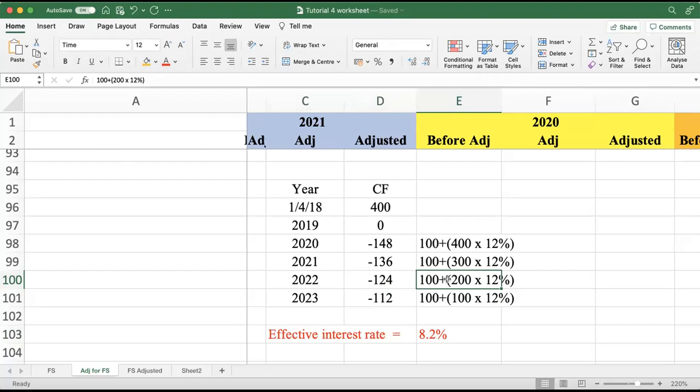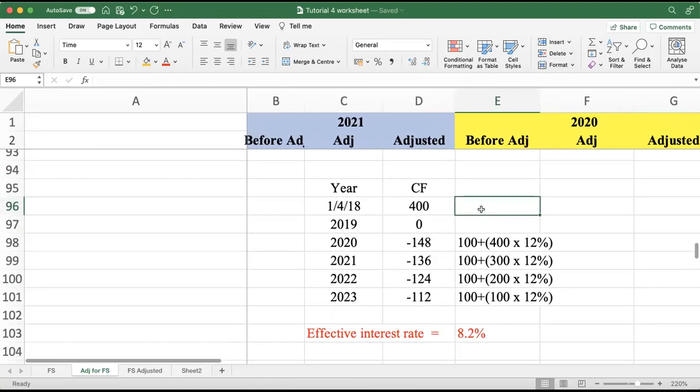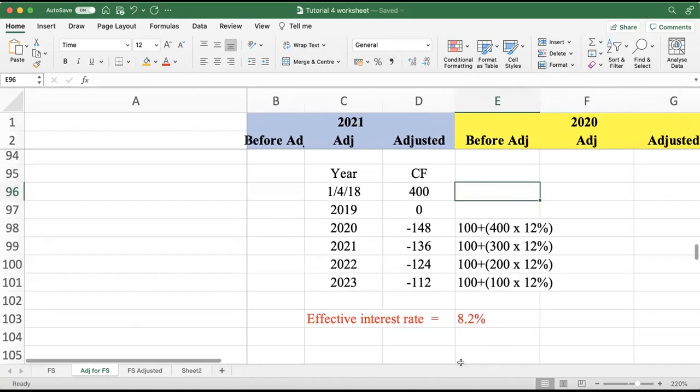So remember, every time, whether it's a bank loan, lease, or debenture, the liability should be recorded at amortized cost. For that, you have to find the effective interest rate. So if you know the cash flows, you can calculate IRR. So that's the effective interest rate. Now you can calculate this loan balance at amortized cost because we know the effective interest rate.